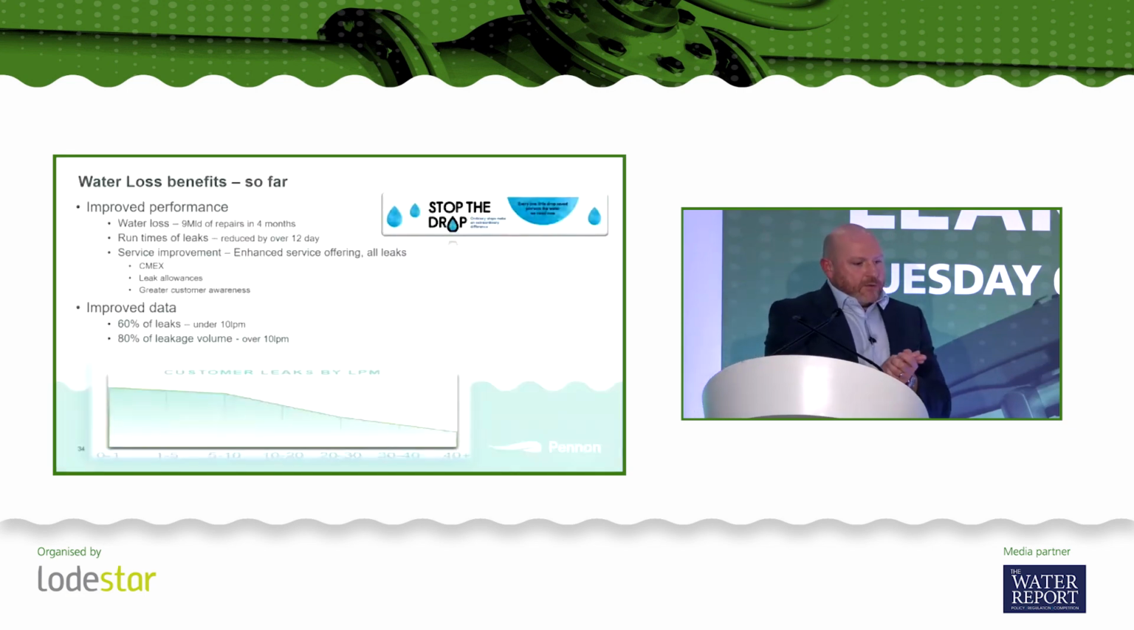So the interesting bit, what have we learned so far? We have had an improved performance in terms of our water loss. Over the last 4 months, we've repaired over 9 megalitres worth of customer leaks. We have also improved our run times for customer leaks. We've reduced that by over 12 days since we've been running this. I have to say, we're only in our infancy here. This may change. We've only been doing this for a short period of time, but at the moment, everything is looking that it's improving that performance that we've got.